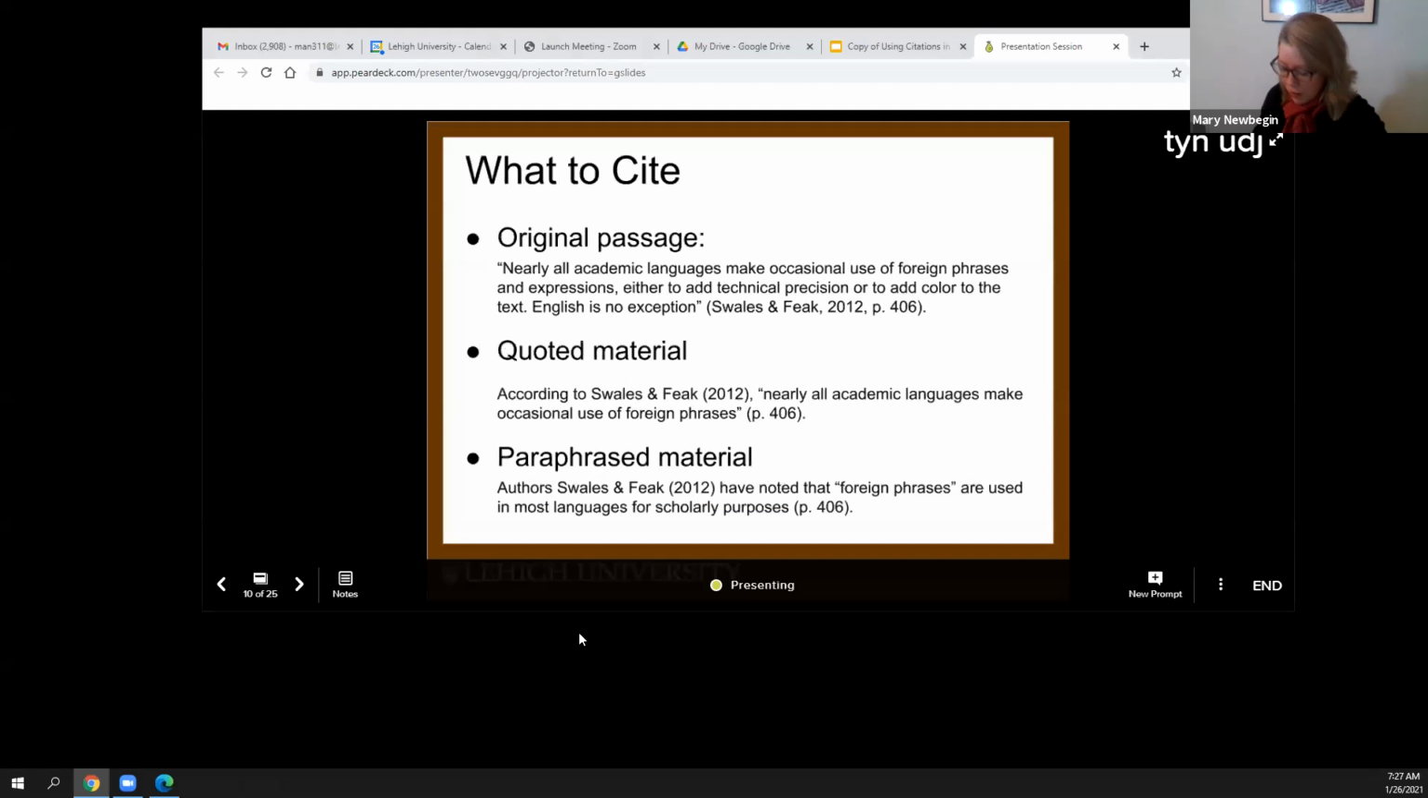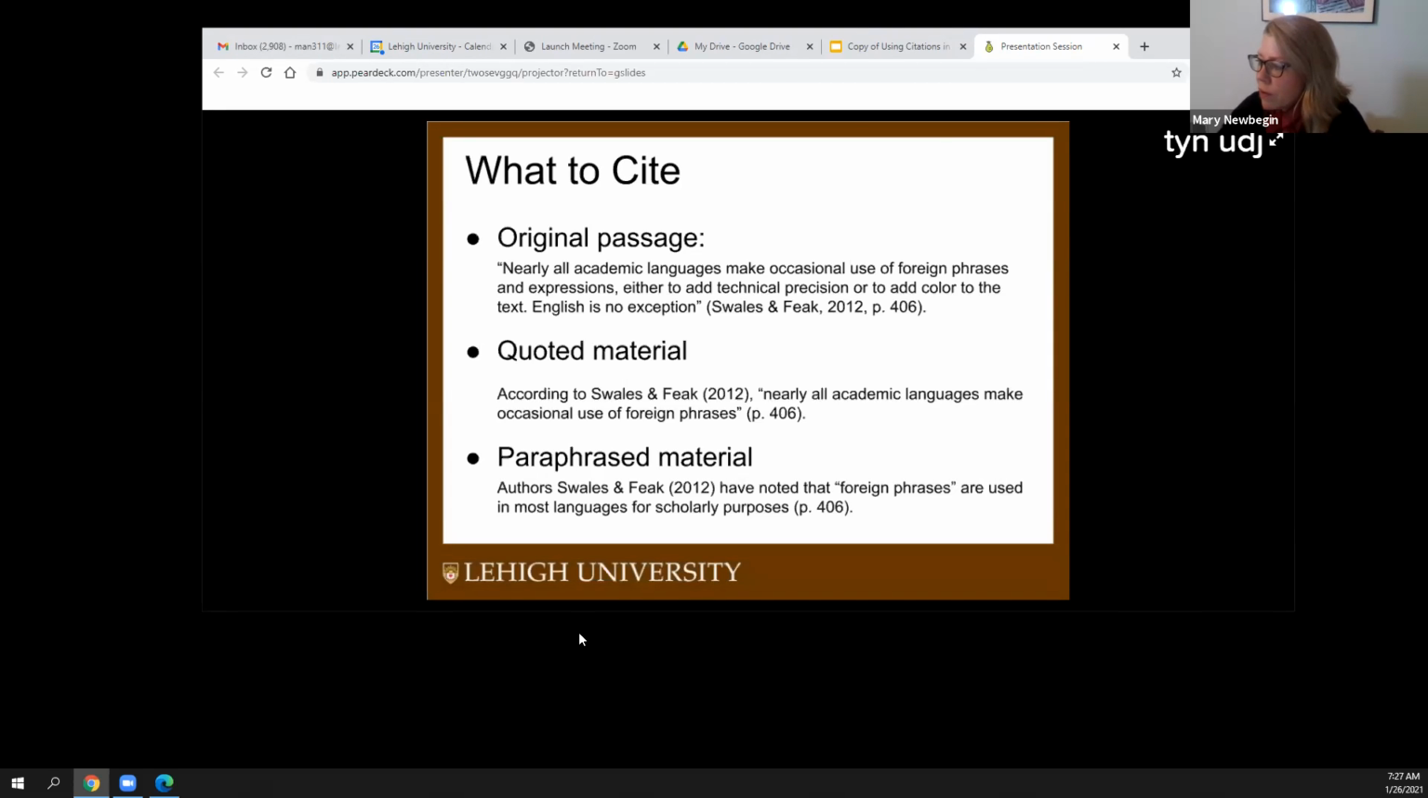Yeah. Okay, good. All right, so what to cite? Here you can see I have an original passage, and I think what we'll do with this slide is I'm going to read the original passage, and then you can see my in-text citation is different. So as a writer, you have choices. You can either mention the writers with a reporting verb, Swales and Feak have noted, as noted by Swales and Feak, or you can put them in the parenthetical citation at the end. It really just depends on what you're saying.